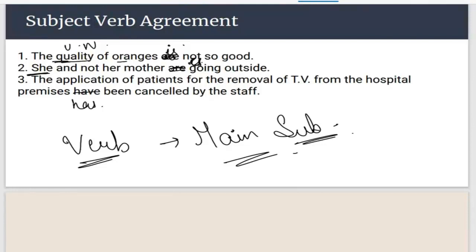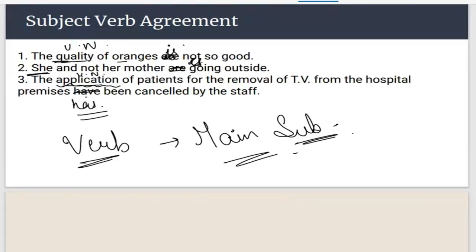Okay, now have a look at sentence number 3. The application of patients for the removal of TB from the hospital premises. Here the main subject is application, yes or no? In sentence number 3, the main subject is application. Since application is singular, we will be using a singular verb with it. So have will be replaced with has.